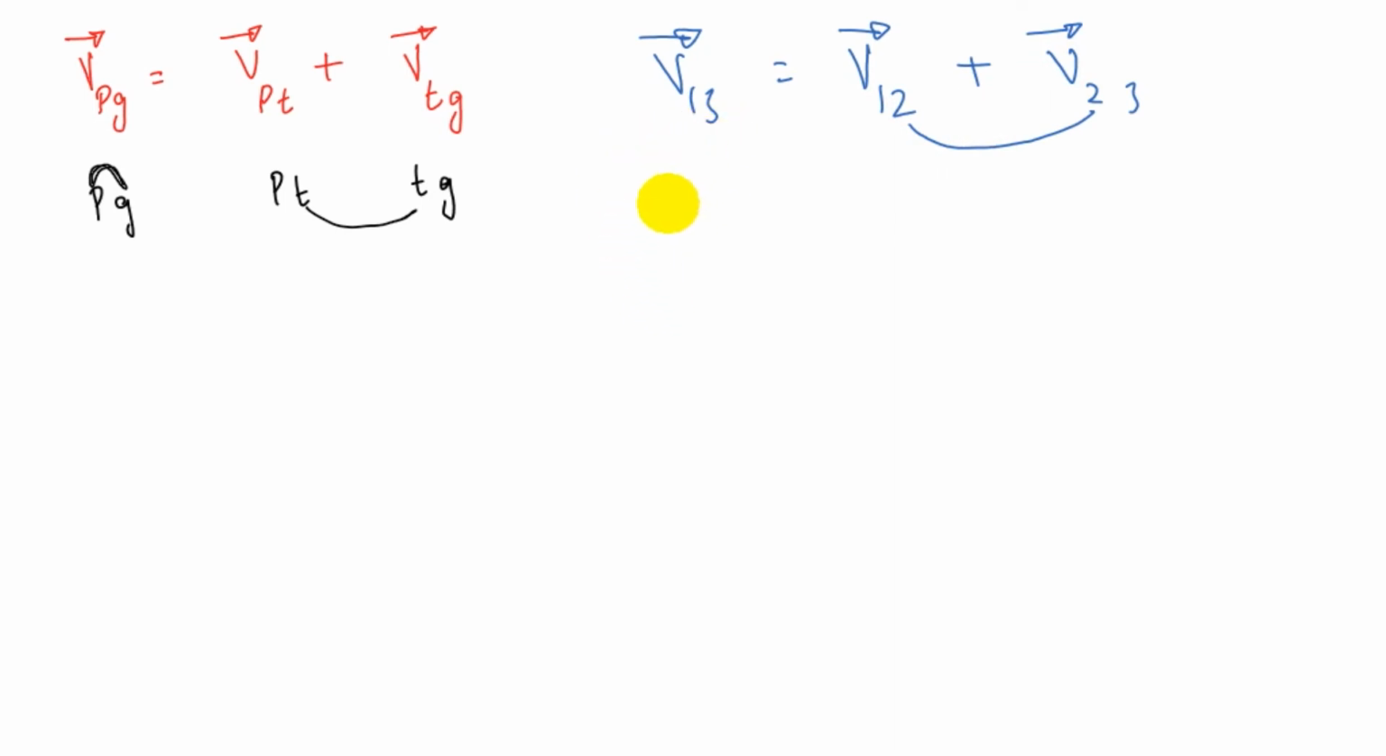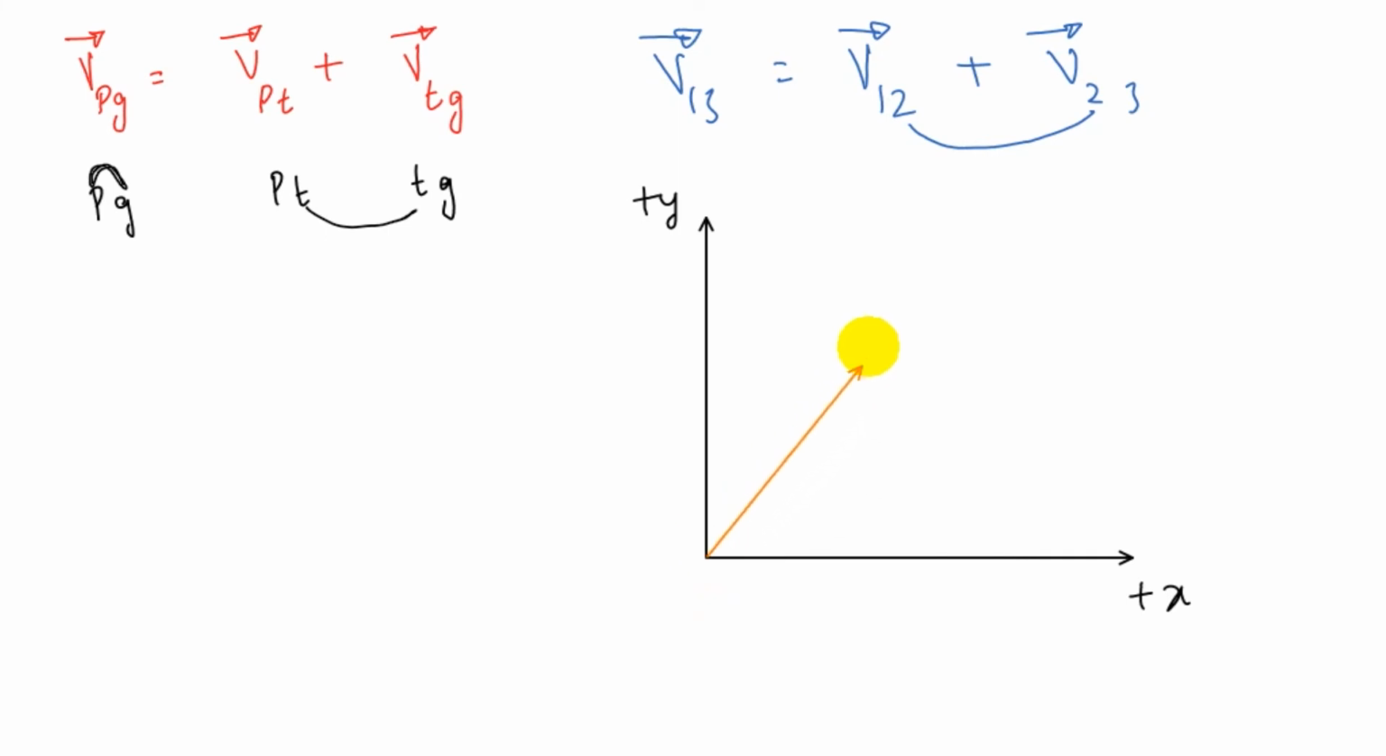We can also represent this vector addition graphically. So here we have this coordinate system. This is positive y, this is positive x, and this vector is vector v12. Now we'll label the tail of this vector with the first subscript, which is 1. So here this will be 1, and the head of this vector will be labeled as 2. That is the second subscript, so 2.